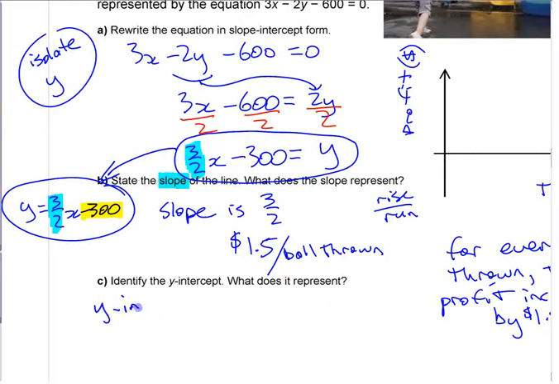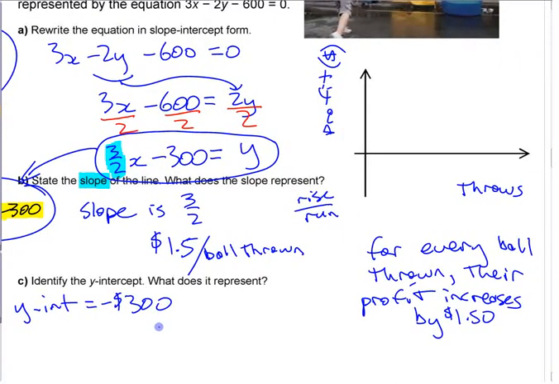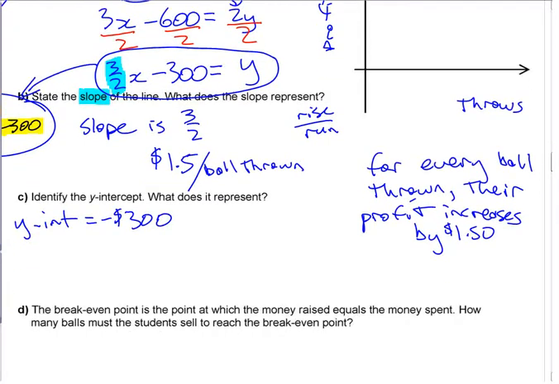Y-intercept is negative 300. What would the units on that be? It's the y-intercept, so it's going to have the units that the y-axis has. What are the units? Dollars, right? What does that represent in this situation? Yeah, that's going to be kind of like the startup costs, or you could explain it a bunch of different ways. It's the cost before anybody's played the game, right?